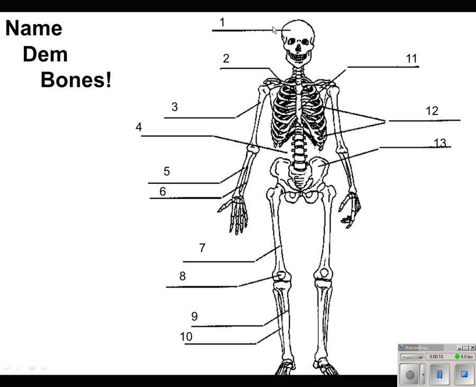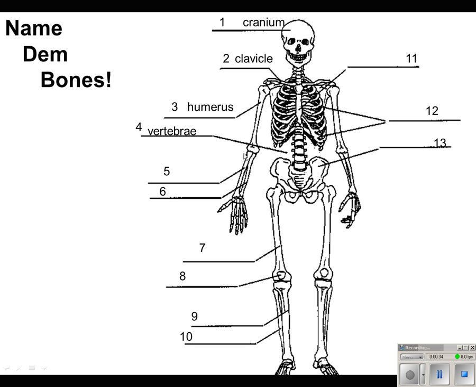Number 1 up here around the head is the skull, but the name that you should be using is the cranium. Then we have the collarbone, that's the clavicle. The long bone in the upper part of the arm is the humerus. The individual bones that make up this column here are the vertebrae, or vertebra for singular.